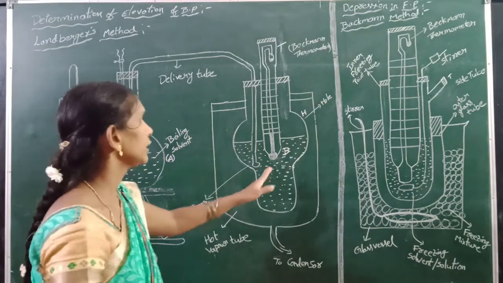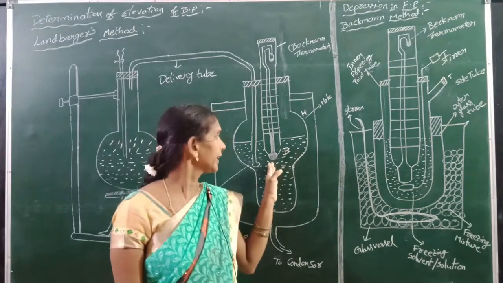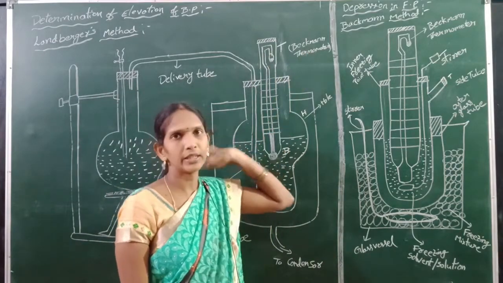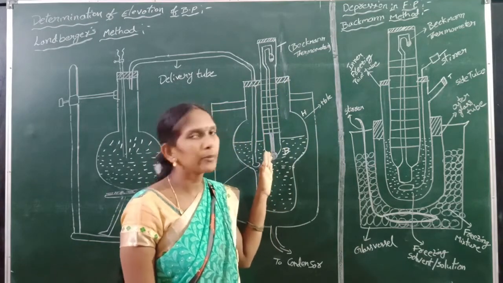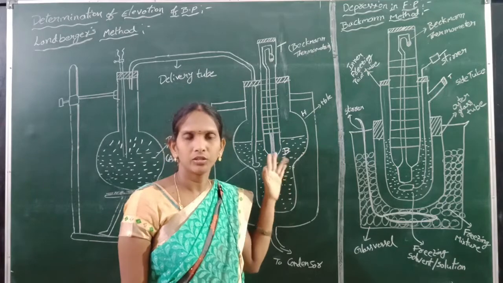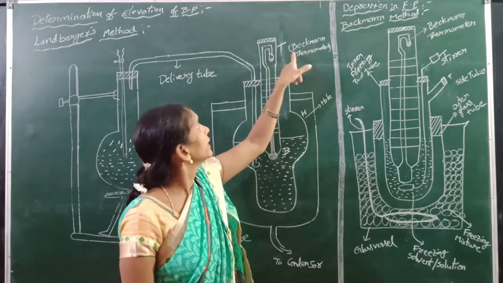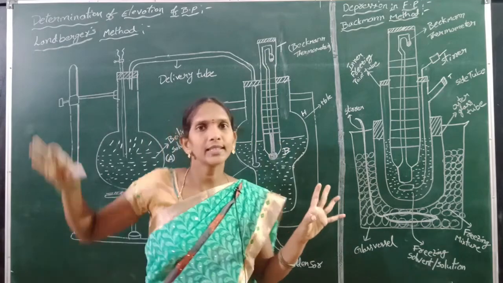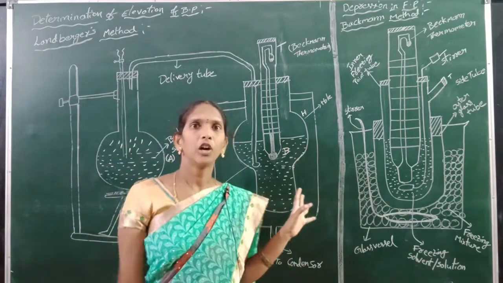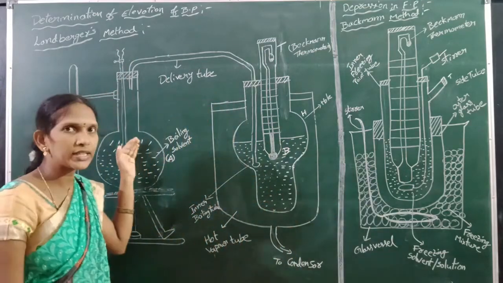The next part is the Beckmann thermometer. It is used to determine the temperature. These five are the parts of the apparatus in Landsberger's method. Next, the procedure.